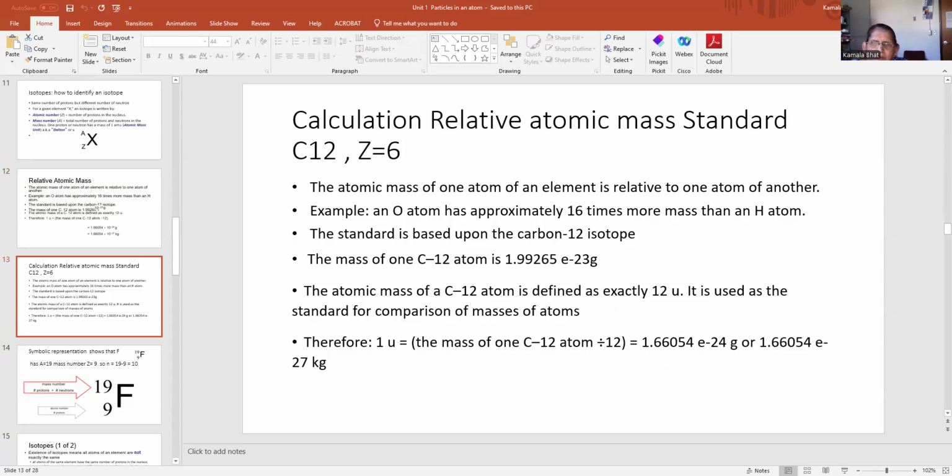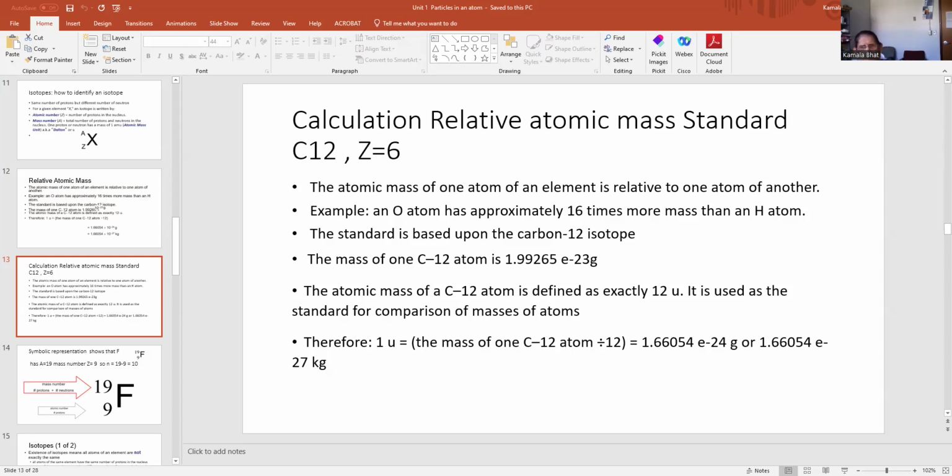Calculation of relative atomic mass using the standard carbon-12. The atomic mass of one element is related to one atom of another element. An oxygen atom has approximately 16 times more mass than an atom of hydrogen. The standard is based upon the carbon-12 isotope, which has a mass of 1.99265 times 10 to the negative 23 grams. The atomic mass of carbon is defined as exactly 12 units. It is used as a comparison for masses of atoms.